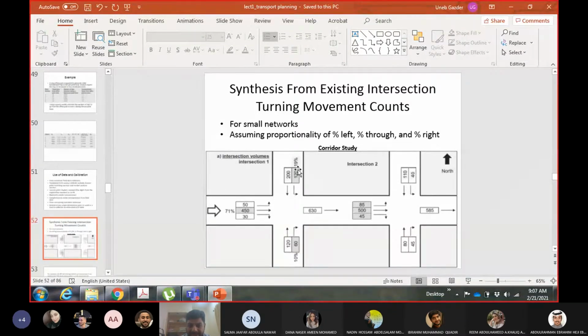So the percentages are calculated and the counts are taken. Keep it in mind, I am calculating the percentages using the counts. The total count is 630. Out of 630, 120 is from here, so 120 is 19% of 630. 450 is from here, so 450 is 71% of 630, and 60 is from here, so 60 is approximately 10% of 630. These numbers are approximated.